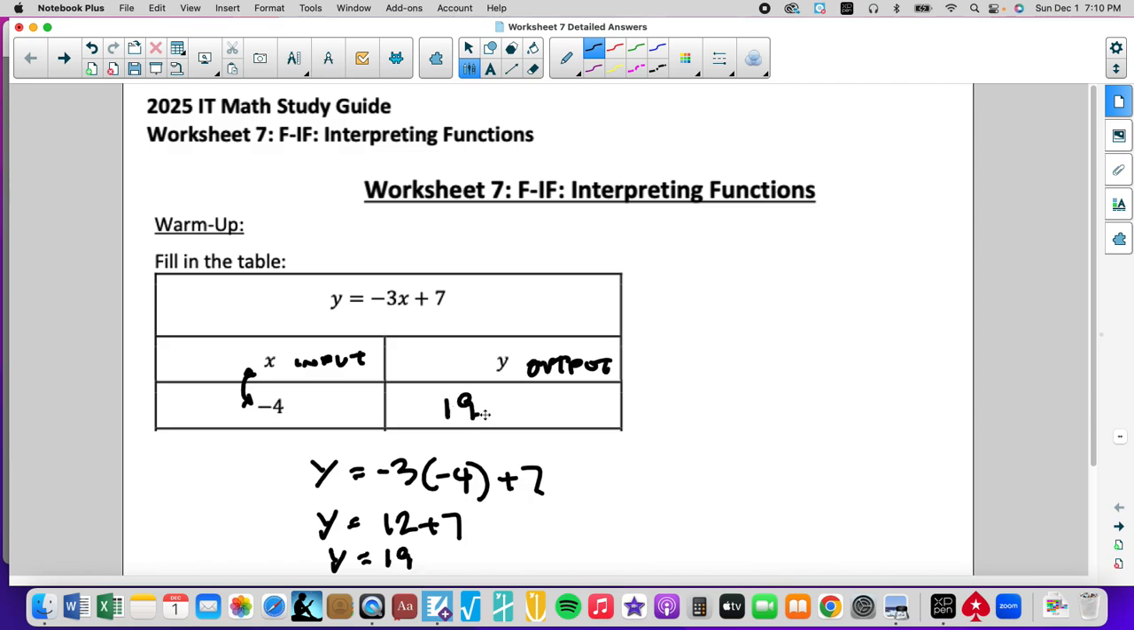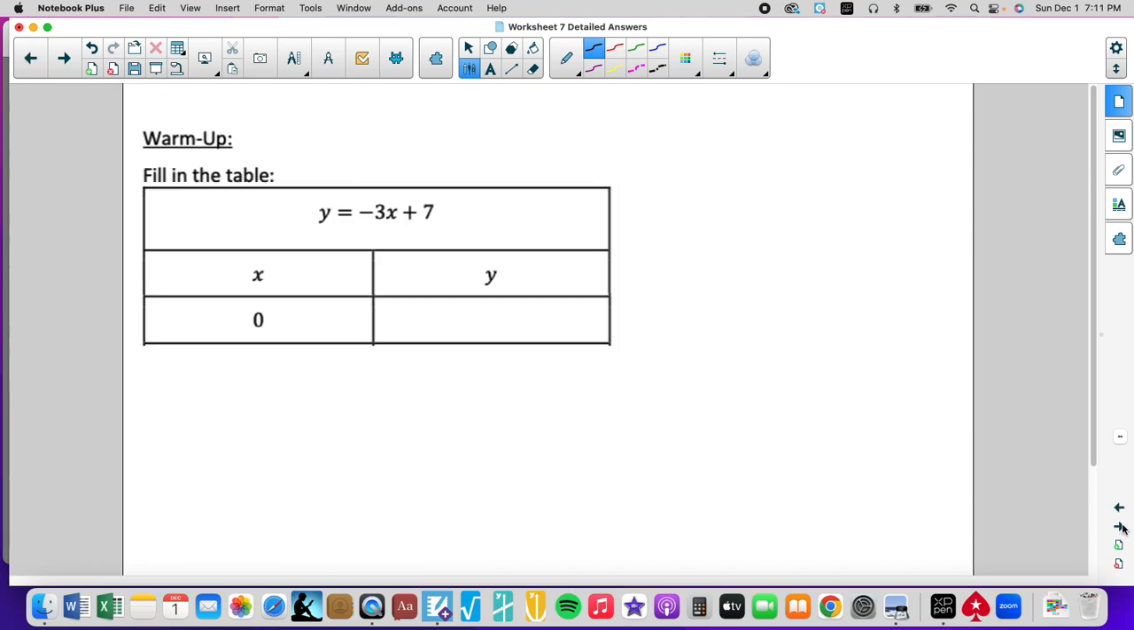So that's a relationship. That's a relationship between an input and an output. And when it's a function, for every input, there's only one output, one unique output. So when we input negative 4, we're always going to get 19 as our output. So that's the difference between linear equations and functions.